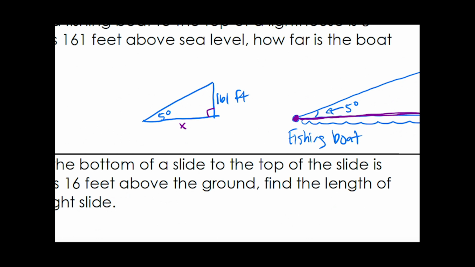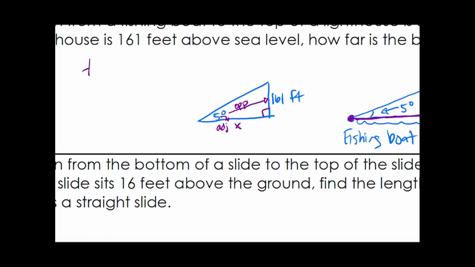So for 5 degrees, I have the side that is opposite, and I have the side that's adjacent. So what trig function is opposite and adjacent? Tangent. So I'm going to use tangent. Tangent of what? Of the angle, right? We always find the trig ratio of an angle because we're always focused on an angle. So the tangent of what angle? 5 degrees.